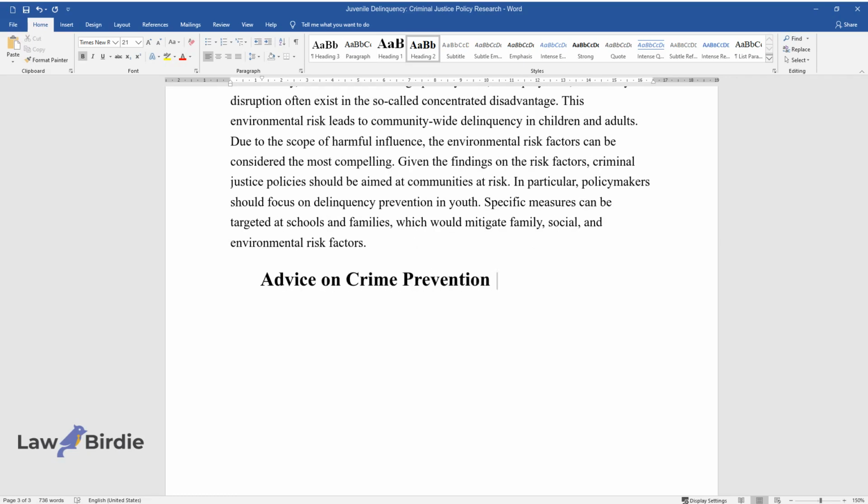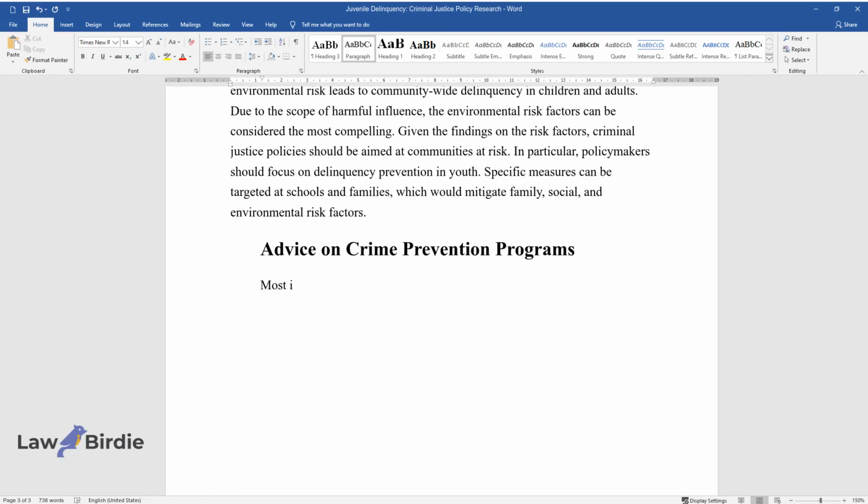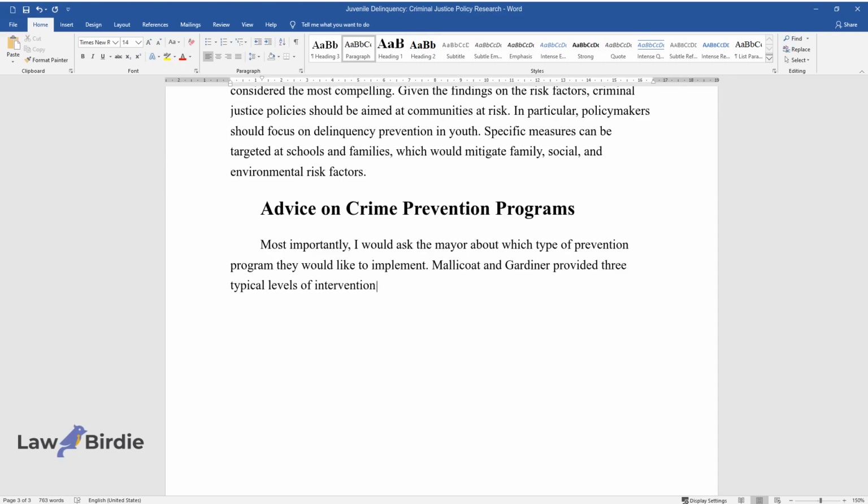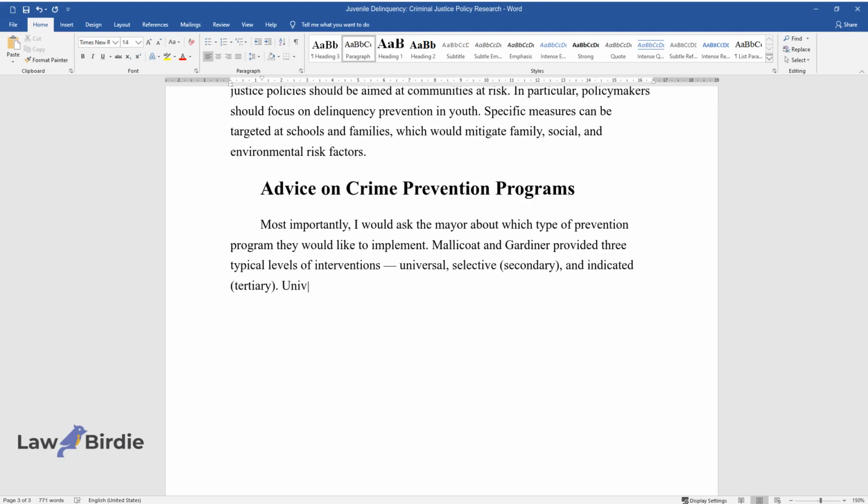Advice on crime prevention programs. Most importantly, I would ask the mayor about which type of prevention program they would like to implement. Mallicoat and Gardiner provided 3 typical levels of interventions: universal, selective, secondary, and indicated, tertiary.